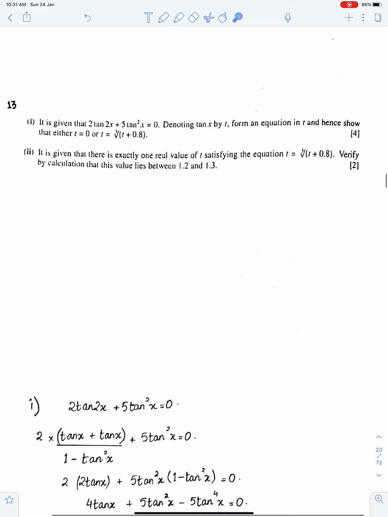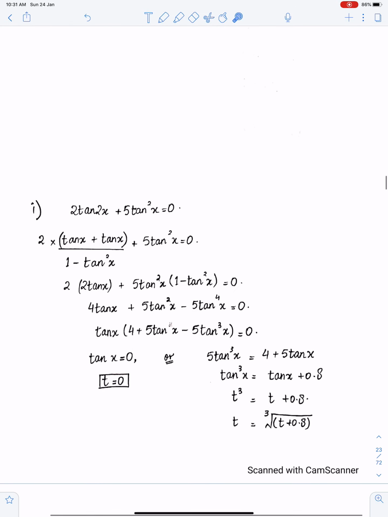Since we have to show the cube root, we need to make tan cube x the subject first. Replace tan cube x by t cube and tan x by t because it's given, and make t the subject by taking the cube root on both sides. This is what we had to show.